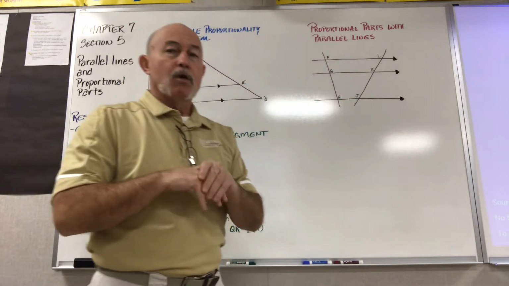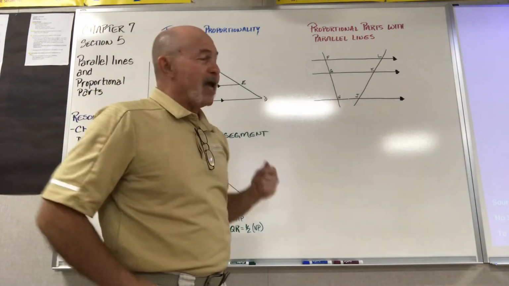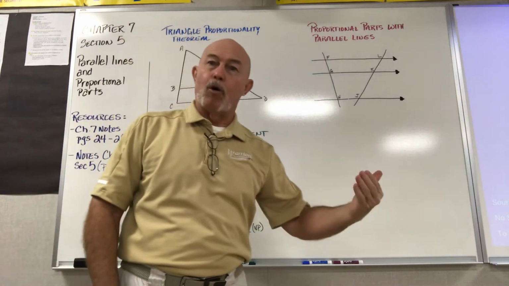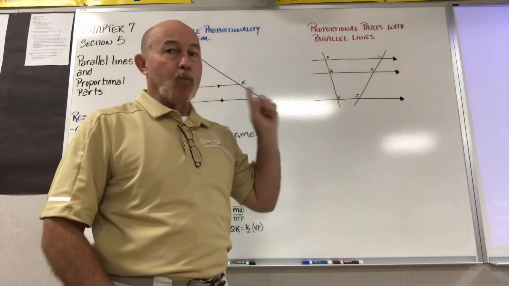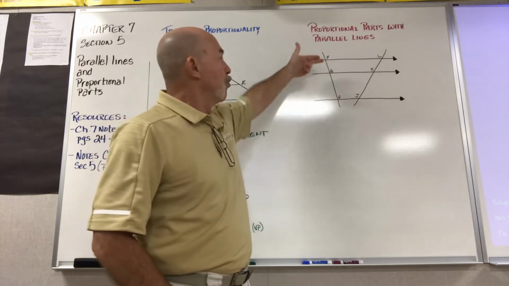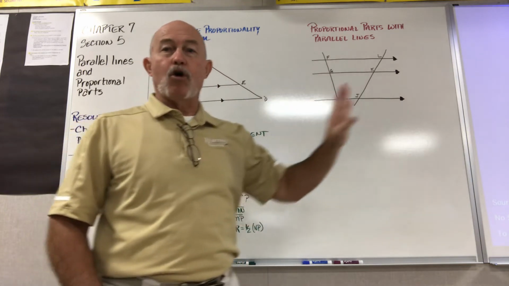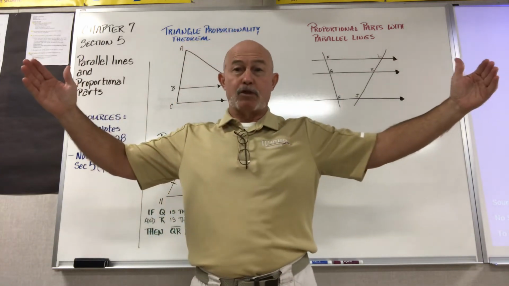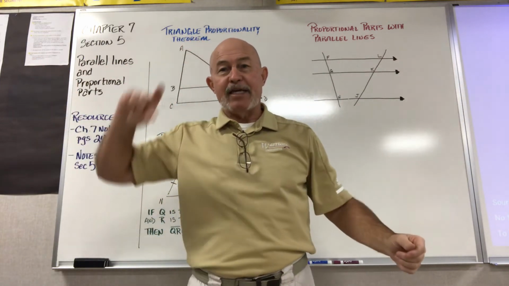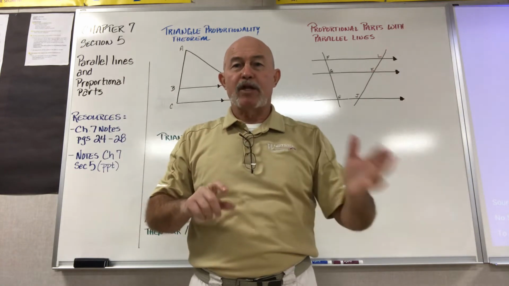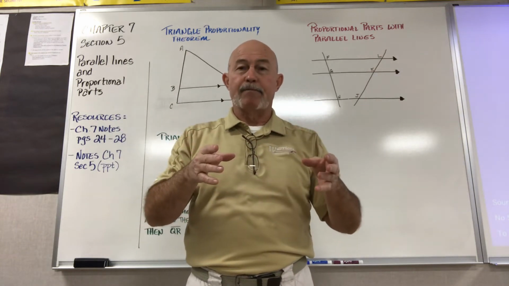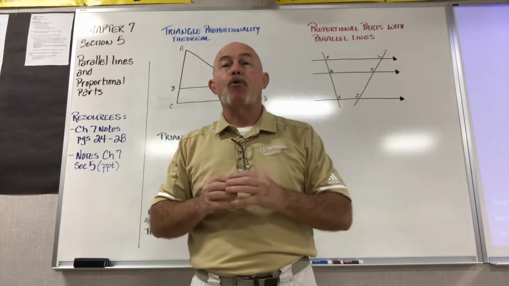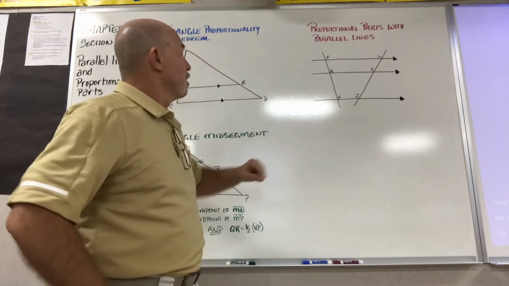Proportional parts with parallel lines. If I have 3 or more parallel lines cut by 2 or more transversals, and one is divided proportionally, then they're all divided proportionally. I could have 50 transversals going through those 3 parallel lines, and each separate transversal is divided proportionally. It doesn't mean they're all equal to each other. It means it's divided proportionally.